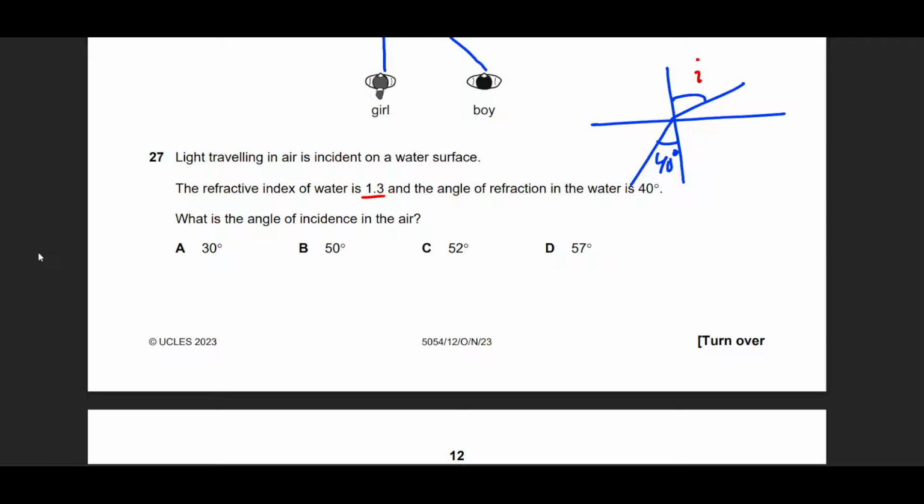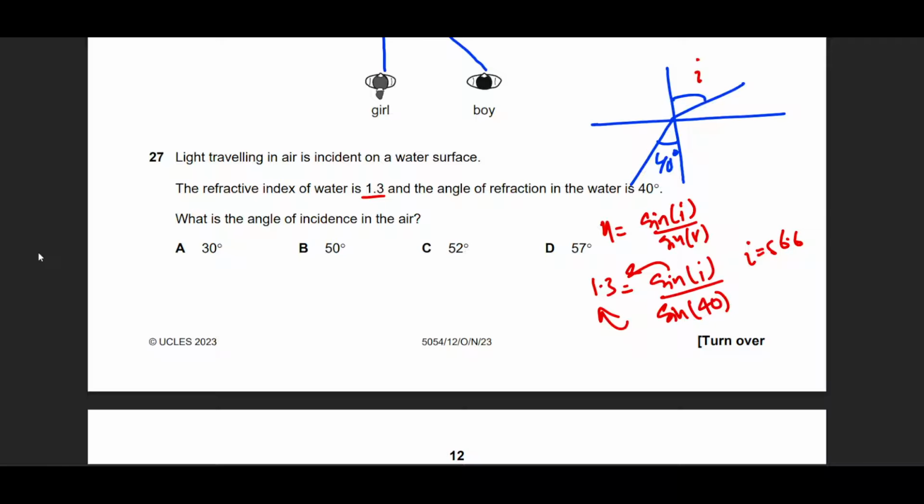So the formula goes something like this, that the refractive index is equal to sine of I divided by sine of R, right? So we have this as 1.3 equals sine of I divided by sine of 40. You take it over there and you take the sine inverse. Your I is going to come out as 56.6, which is D option 57.